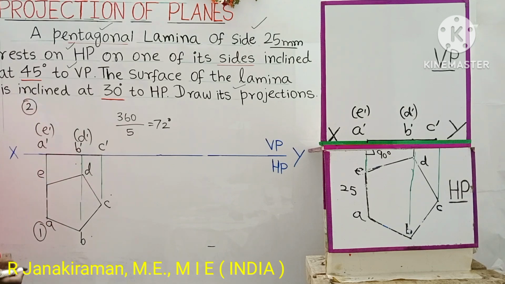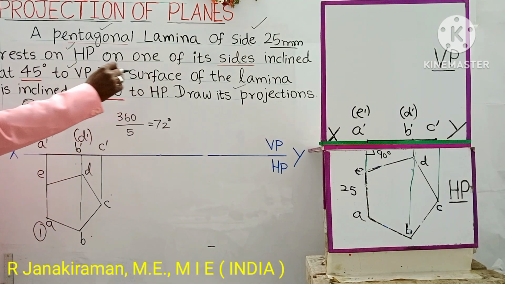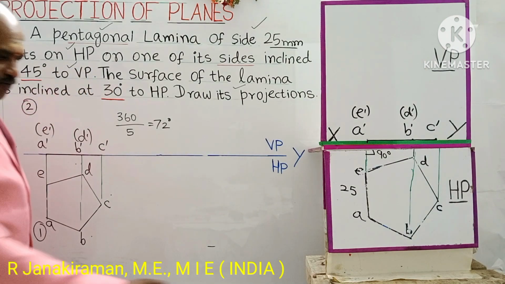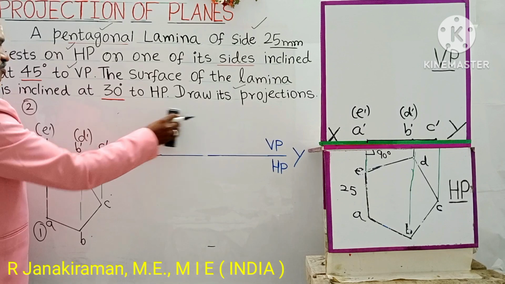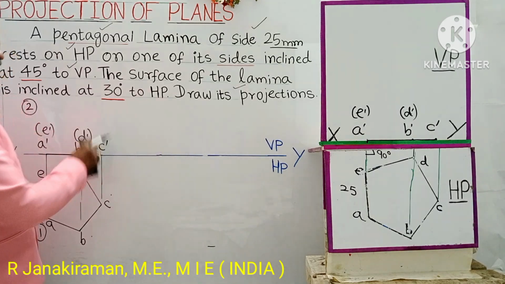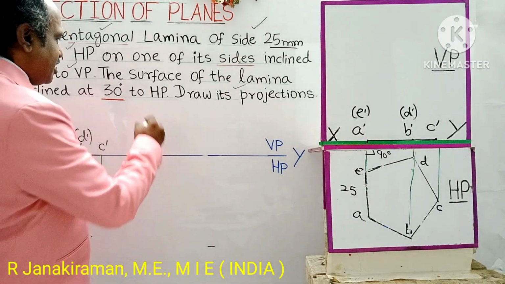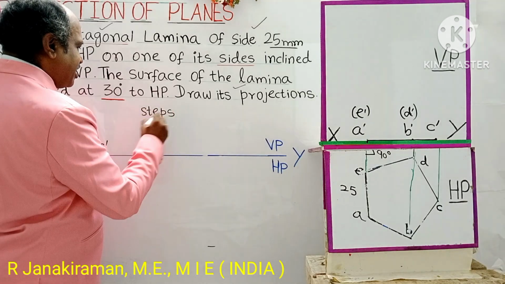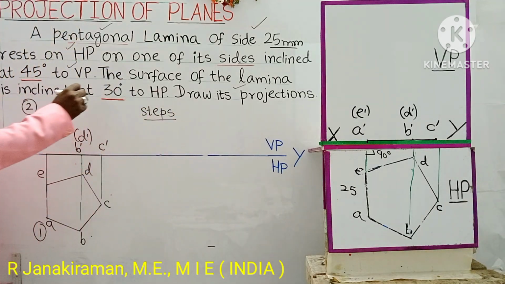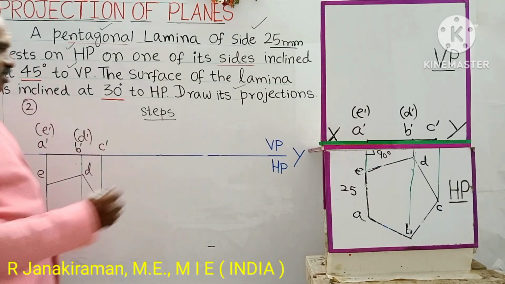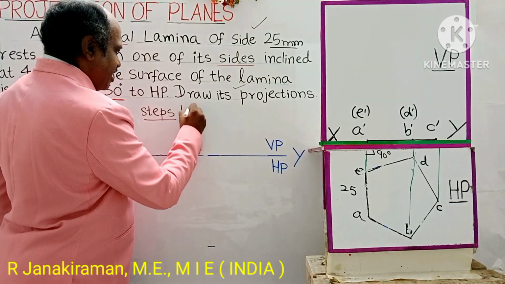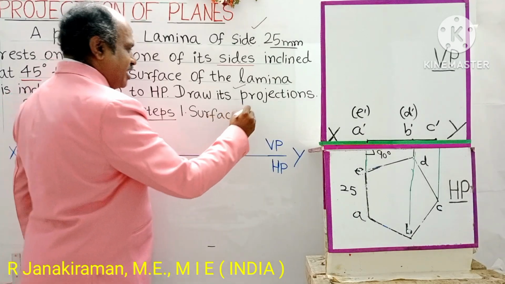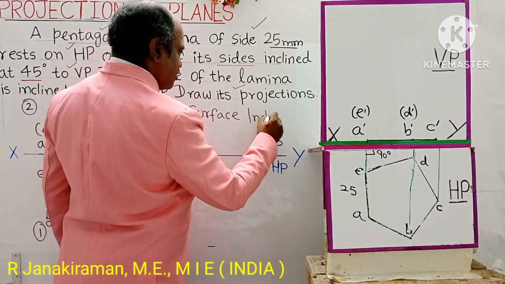There are two angles given in the question. One is 45 degrees, another one is 30 degrees. So you have to follow the steps for completing the final projections. Among these two angles, we have to consider surface inclination first. Among the two angles, surface inclination is considered first.